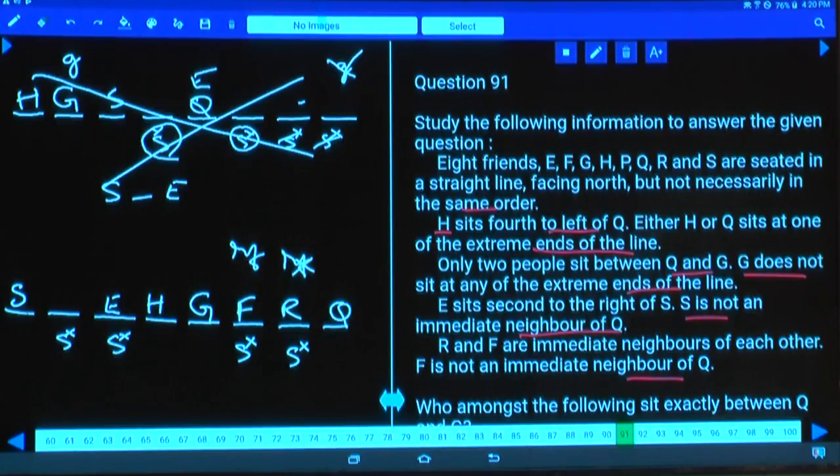If F and R are here, E, F, G, H, and P, Q, R, S. P is the person left over. Yes, what is the order here? S, P, E, H, G, F, R, Q is the order in which these 8 persons were seated in this row. Now this is about question numbers 91 to 95.